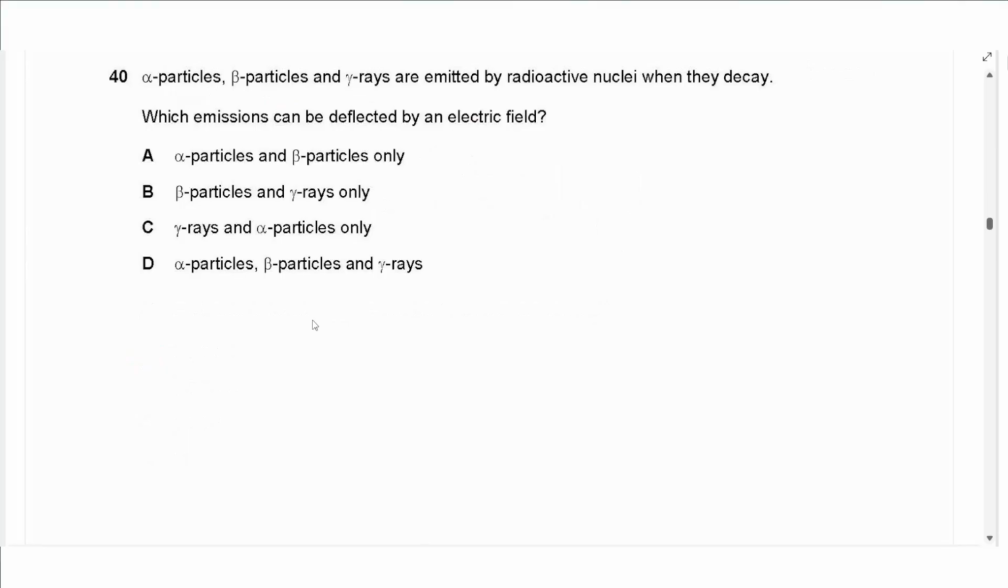The last question says alpha particles, beta particles, and gamma rays are emitted by radioactive nuclei when they decay. Which emissions can be deflected by an electric field? They need to have a charge, so only alpha particles and beta particles, which are positively and negatively charged respectively, can be deflected in an electric field. Gamma rays cannot be deflected by electric fields.